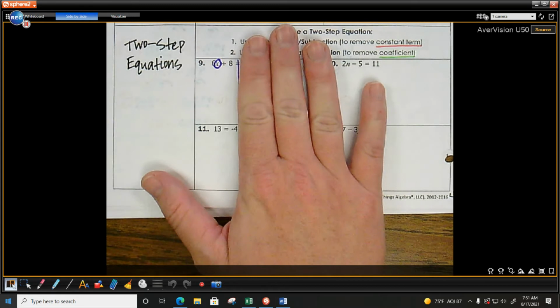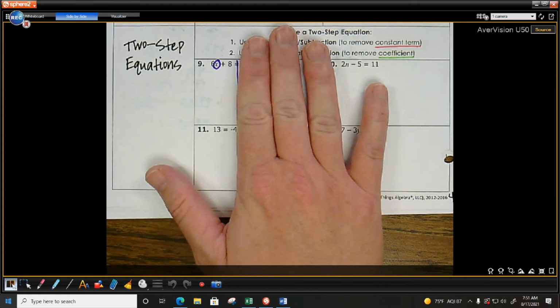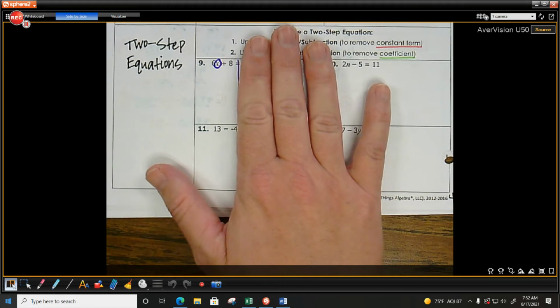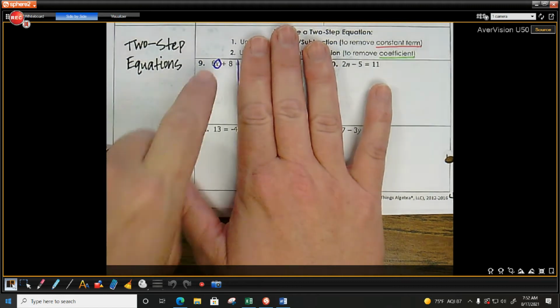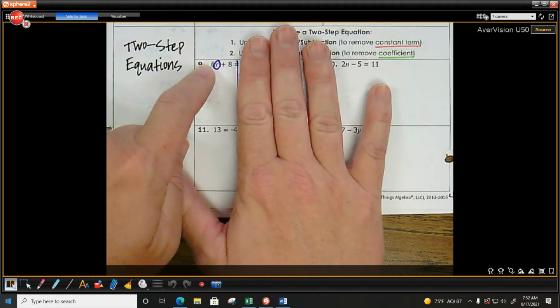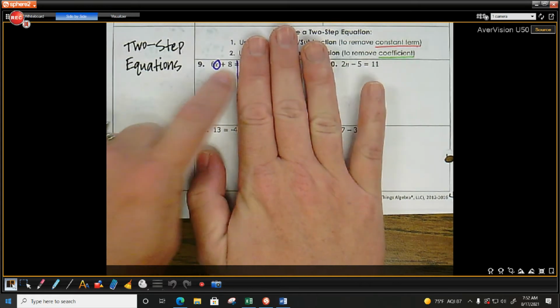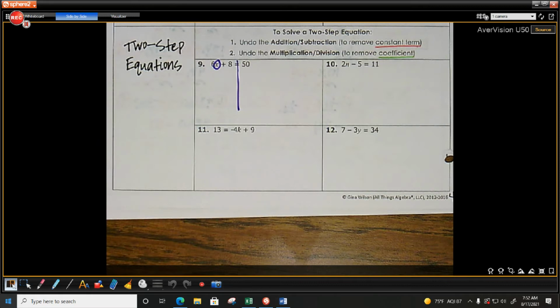Which one's my constant? A constant's a number without the variable. Remember, the word co means with, so your coefficient is the one with the variable. So 6 is glued to the variable, that's your coefficient, so I'm going to get rid of my 8 first. That's a plus 8, that's your constant. How do you get rid of a plus 8?